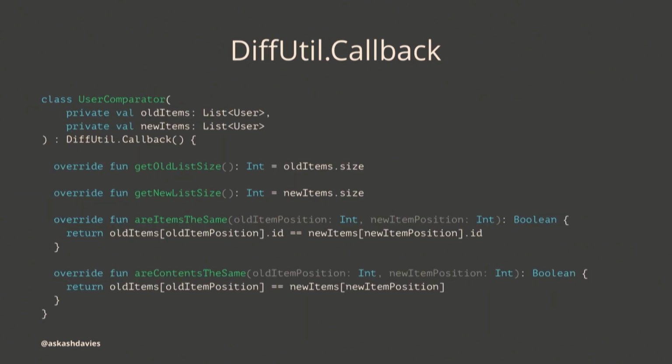And a DiffUtil callback might look something like this. It's very simple. You're just getting the old and new list sizes. You're comparing these two items and calling our items the same and our contents the same. The difference between them I'll explain in a second.